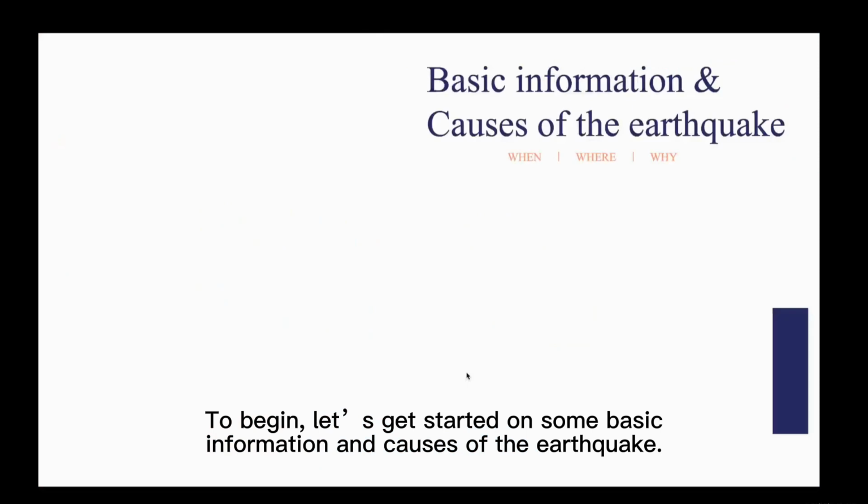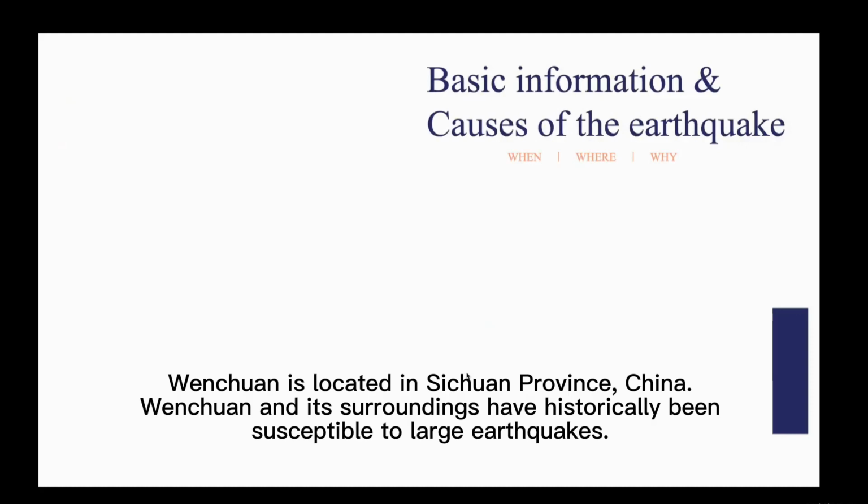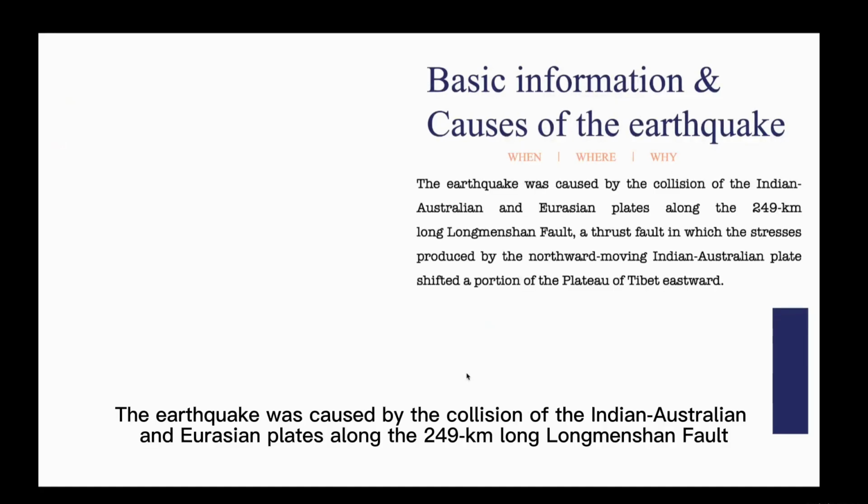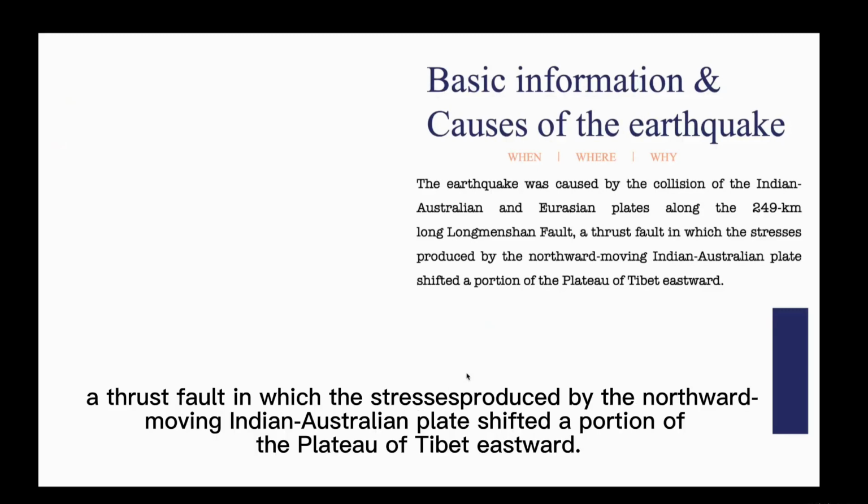To begin, let's get started on some basic information and causes of the earthquake. Wenchuan is located in Sichuan Province, China. Wenchuan and its surroundings have historically been susceptible to large earthquakes. The earthquake was caused by the collision of the Indian, Australian, and Eurasian plates along the 249-kilometer-long Longmenshan Fault, a stress fault in which the stresses produced by the northward moving Indian-Australian plate shifted a portion of the plateau of Tibet eastward.